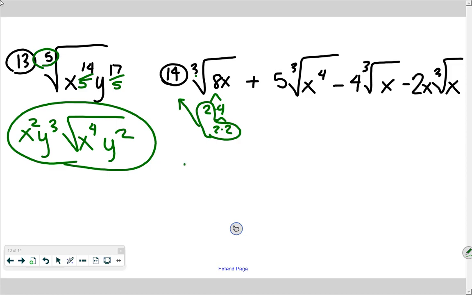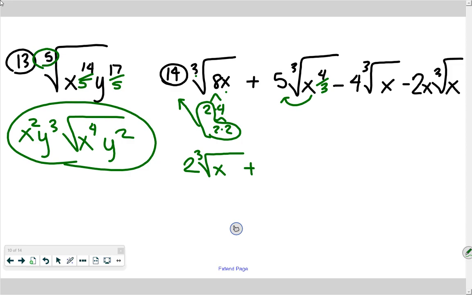So a 2 comes out. There was none left over, and there wasn't 3 x's. So that means that that x has to stay there. Nothing can come out of the x's. Okay, so now we do it again. So if I divide this by 3, then that means an x can come out, but there's going to be an x left over.